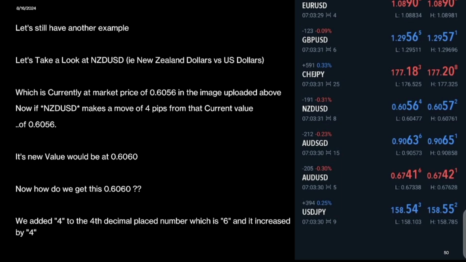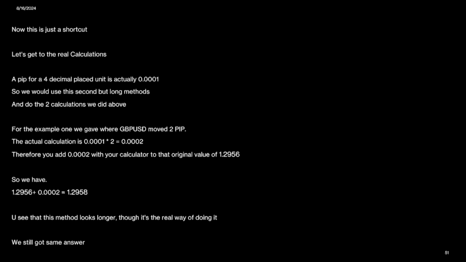Let's still have another example. Let's take a look at NZD-USD, which is New Zealand dollar versus United States dollar, which is this one right here, which is currently at a market price of 0.6056 in the image I uploaded. Now, if NZD-USD makes a move of 4 pips from that current value of 0.6056, its new value will be 0.6060. Now, how did we get 0.6060? We added 4 to the 4th decimal number right here, which is 6, and it increased by 4. Now, this is just a shortcut of how to calculate pips.